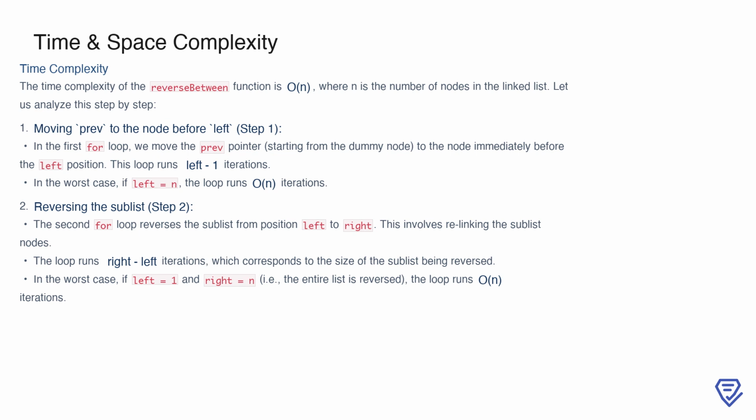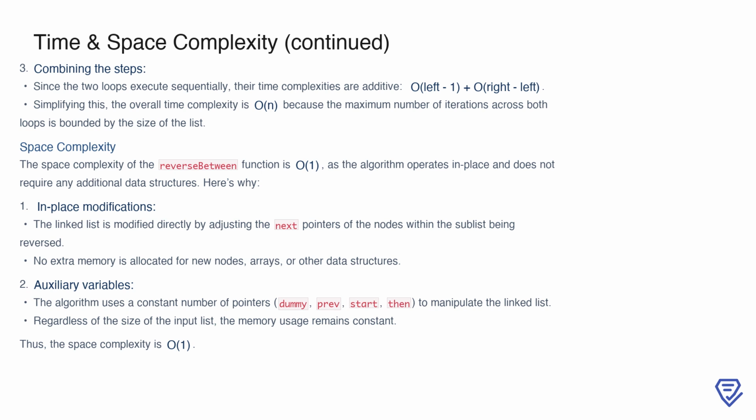Next, we reverse the sublist from position left to right. This process involves relinking the nodes within the specified range. The loop here runs right - left iterations, which corresponds to the size of the sublist being reversed. If the entire list is reversed, such as when left equals 1 and right equals n, this step will also require n iterations. Now, combining these steps, we can see that the two loops execute sequentially. This means the time complexities are additive, resulting in left - 1 plus right - left. Simplifying further, the overall time complexity is O(n), as the total number of iterations is always bounded by the size of the list.